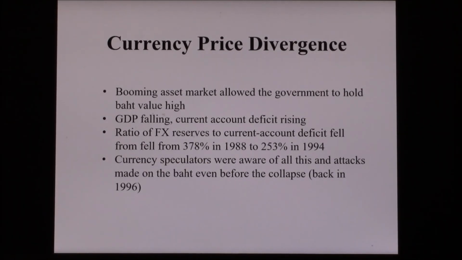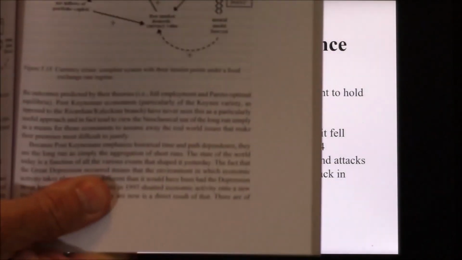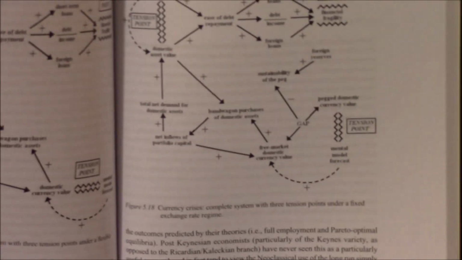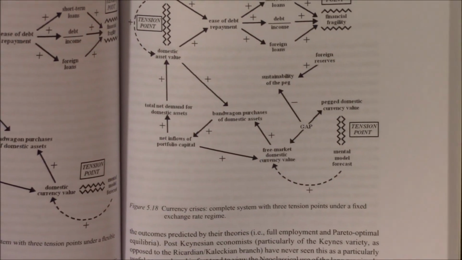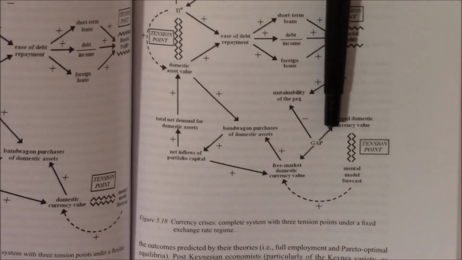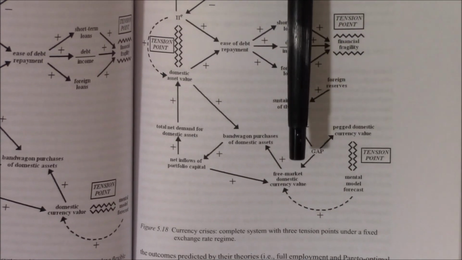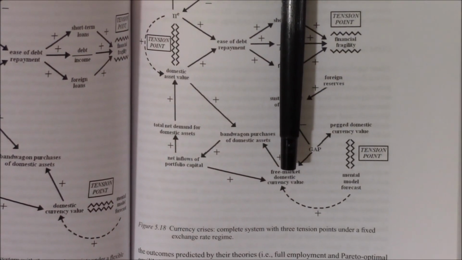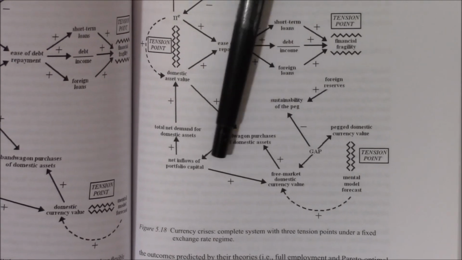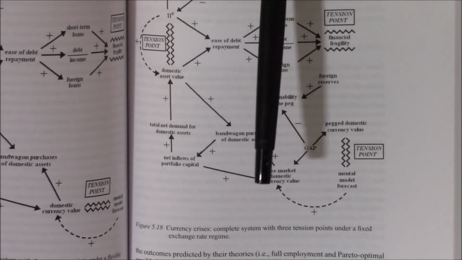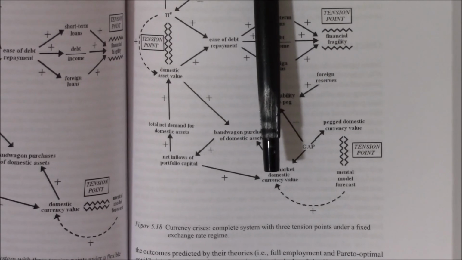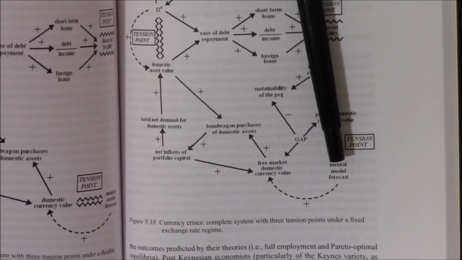All right, let's see here. Just like with Mexico, now the Thai baht is also fixed to the dollar, but it was easy to hold it where it was because there was all this money coming in. And so going back to that right there, they had pegged the value of the baht, but this gap right here wasn't too terribly large because so many people were buying Thai financial assets that they were driving up what would have otherwise been the free market value. But it was a long way from the mental model value.